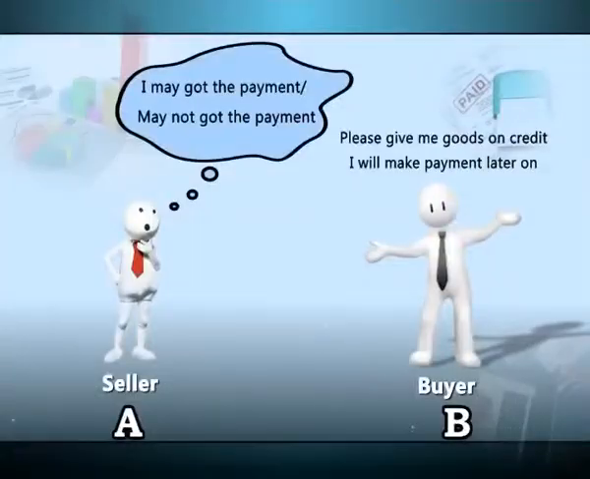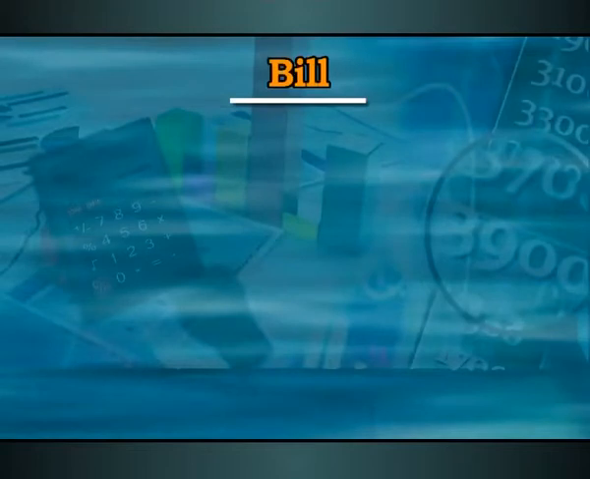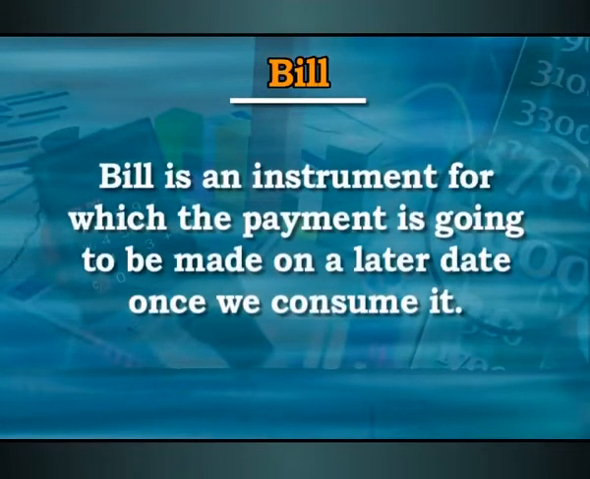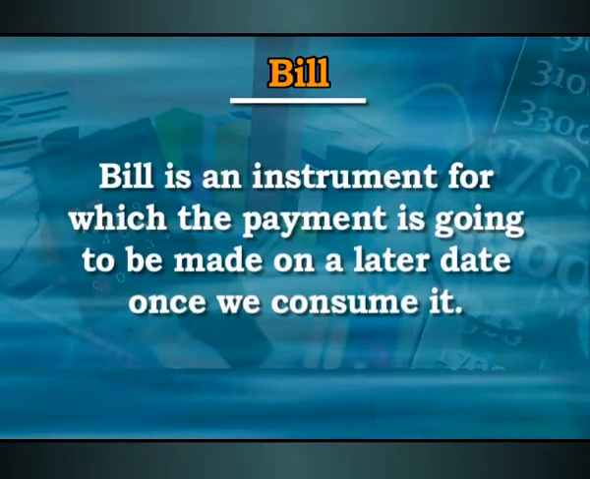Now here A is not very sure whether B is going to make the payment on the due date or not, and how B is going to make the payment. So he requested B, what should I do so that I can give you the goods on credit. B says there is no problem, you just have a bill. So first of all, everyone should know what a bill is. A bill is an instrument for which the payment is going to be made on a later date once we consume it. For example, we are going to get an electricity bill.